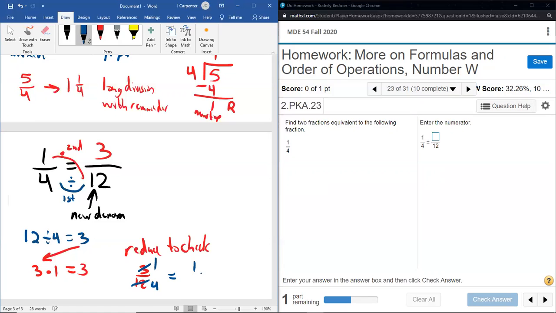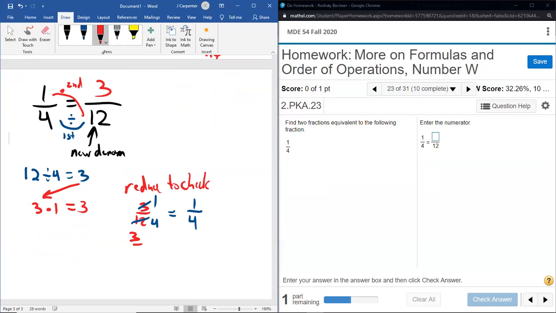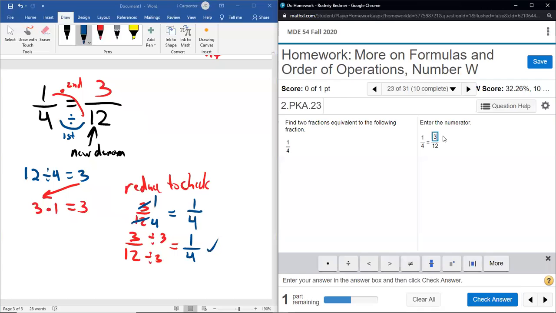Maybe you don't show your work that way. Maybe you do it this way. Maybe you show division by 3, division by 3. Just a little lengthier way of writing it. 3 divided by 3 is 1. 12 divided by 3 is 4. Same answer either way. Let's make sure it's right. Hopefully our teacher didn't lead us down a wrong path. All right.